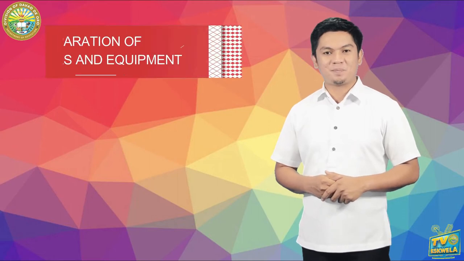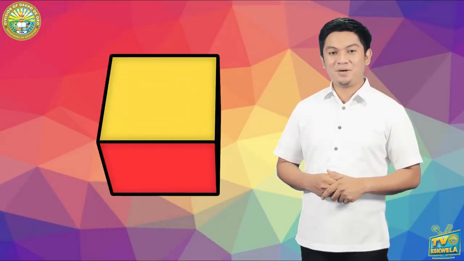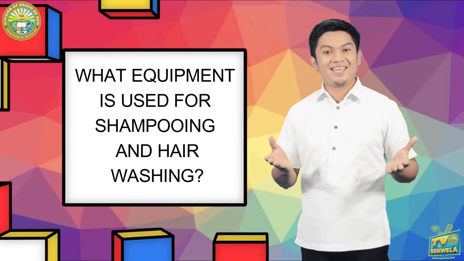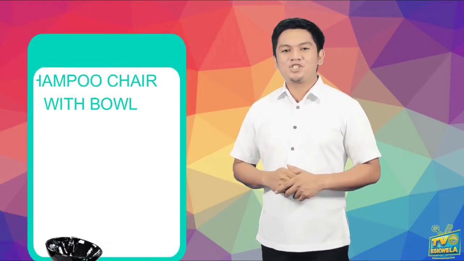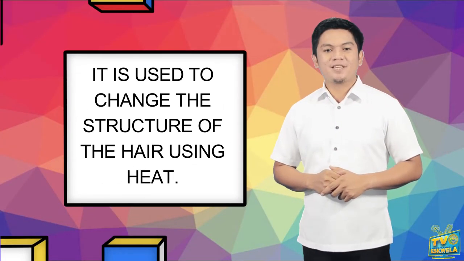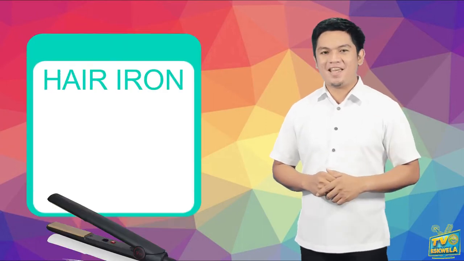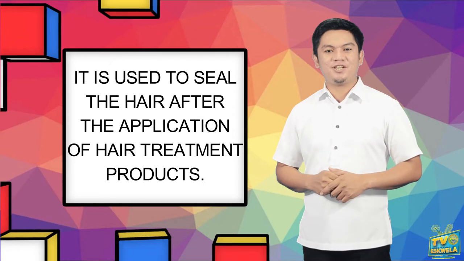In our previous lessons, we have discussed the preparation of tools and equipment as well as the implements of hair treatment. As a review, what equipment is used for shampooing and hair washing? Yes, very good! Shampoo chair with bowl. It is used to change the structure of the hair using heat. Correct! Hair iron. It is used to seal the hair after the application of hair treatment products. Yes! Very good! Cling wrap.